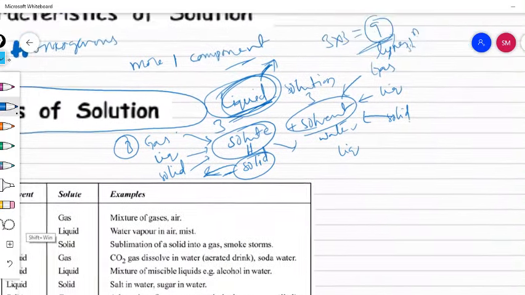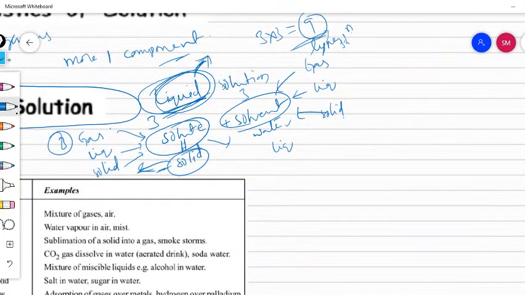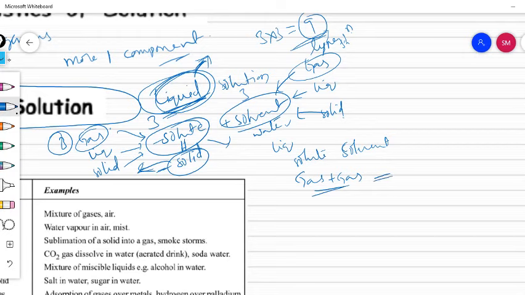Those 9 types are, if I take gaseous phase of solute and gaseous phase of solvent, gas plus gas. Okay, solute and solvent. So what is a gas solution, or gas plus gas mixture? It is air. Air is the combination of nitrogen, oxygen and many others.